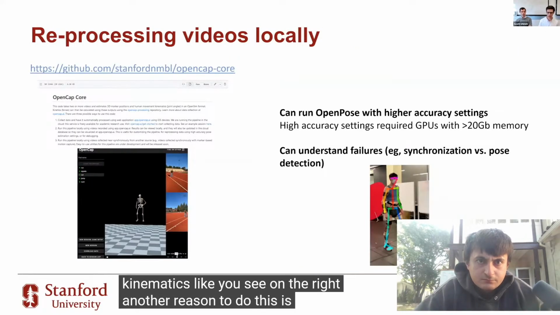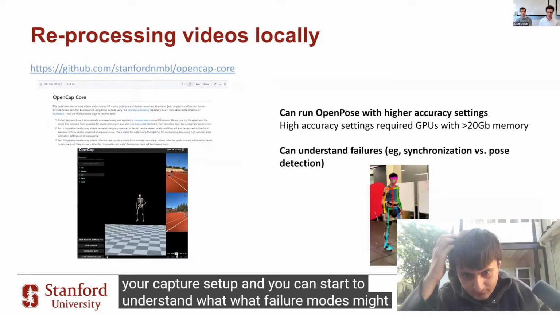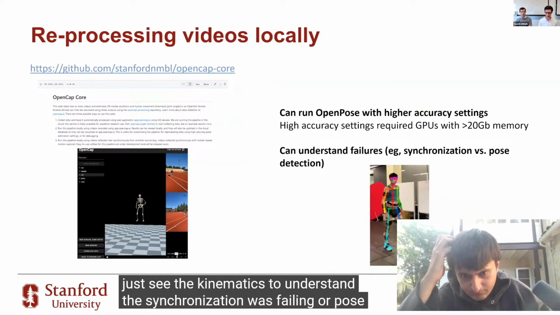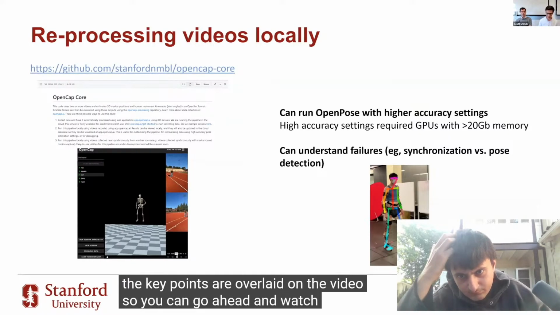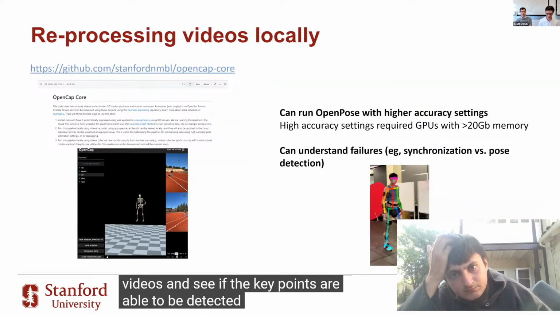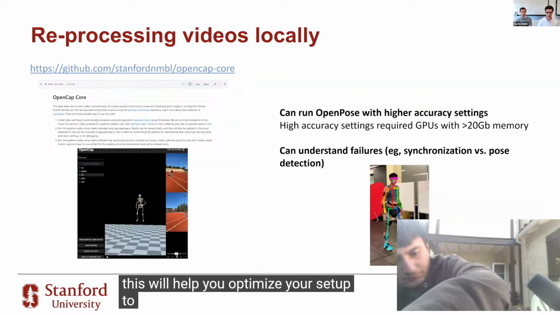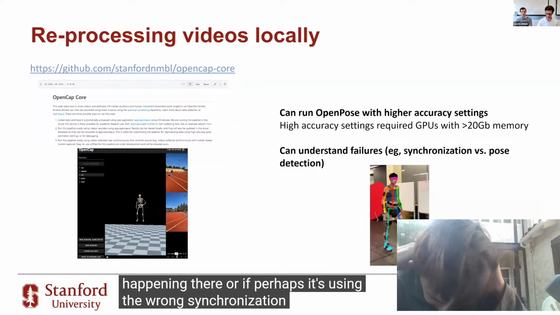Another reason to do this is to debug your capture setup, and you can start to understand what failure modes might be. It can be challenging, when you just see the kinematics, to understand if synchronization is failing or pose detection. So when you run this locally, the key points are overlaid on the video. You can watch your videos and see if the key points are able to be detected by OpenPose, and this will help you optimize your setup to improve problems that might be happening there, or perhaps it's using the wrong synchronization algorithm.